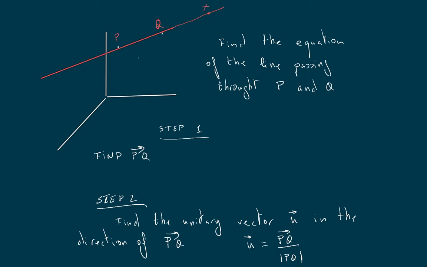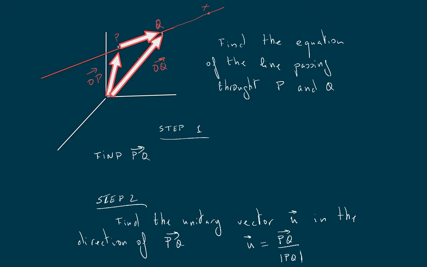So how are we going to find the equation of a rectilinear line in 3 dimensions? The first step is to find PQ. How will we find PQ? This is important because it is easy to make a mistake in PQ. PQ is obtained like this. You see OP, and you see OQ. This is the vector OQ, this is the vector OP, and this vector is the vector PQ.